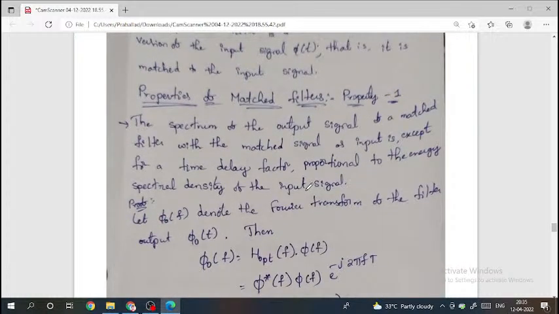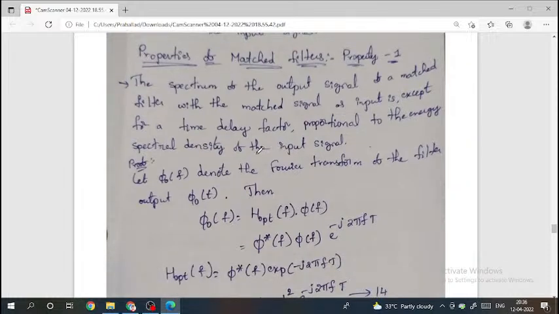Now properties of matched filter. So we have 4 properties for the matched filter. Very easy, very important also. First one: the spectrum of the output signal of a matched filter with a matched signal as input is, except for a time delay factor, proportional to the energy spectral density of the input signal. So this is the property.